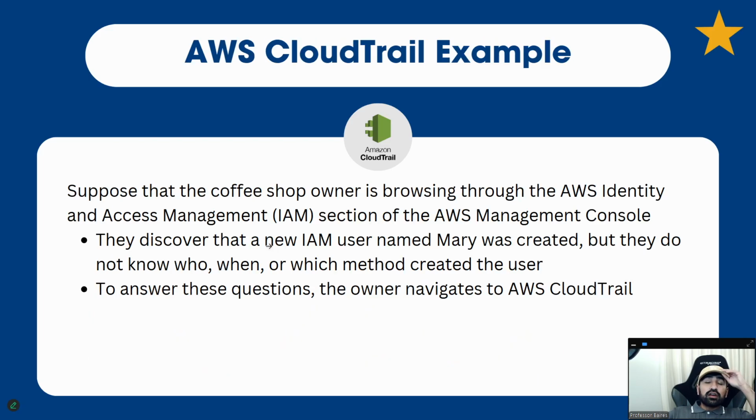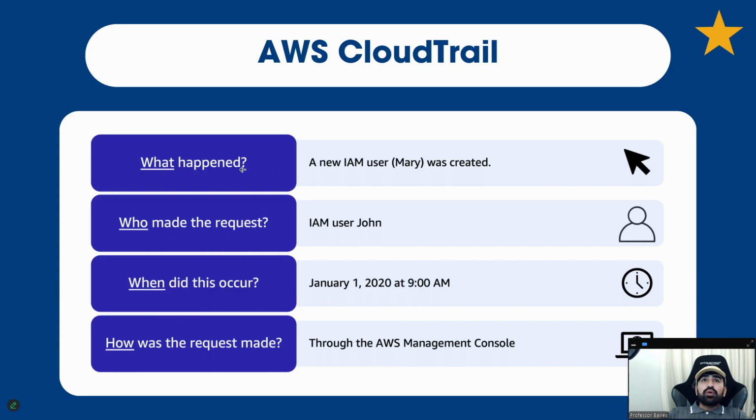So let's take a look at another example, this time in the context of CloudWatch and our coffee shop. Suppose that the coffee shop owner is browsing through the AWS IAM section of the AWS console, and they discover that a new user, Mary, was created, but they don't know who, when, or how they created that user, by what method. So to answer these questions, the best way to identify the culprit of this strange behavior is going to be CloudTrail.